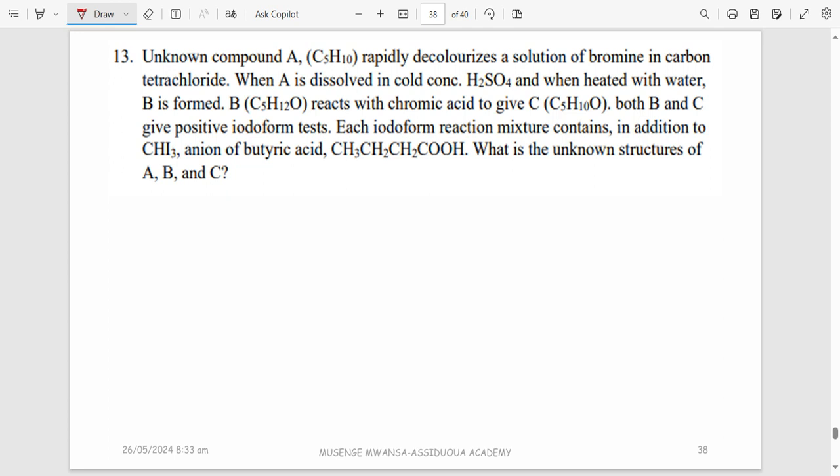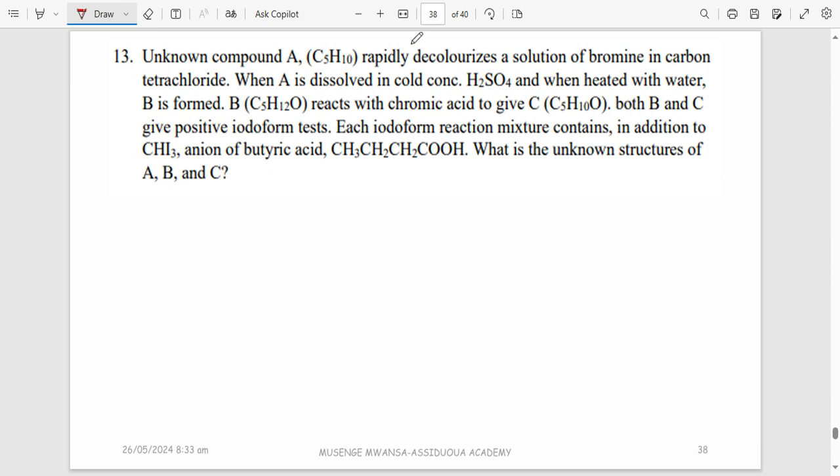Okay, let's go. So what is this one saying? We are being told an unknown compound A readily decolorizes a solution of bromine. Anything that decolorizes a solution of bromine has a double bond. Okay, just know it has a double bond.